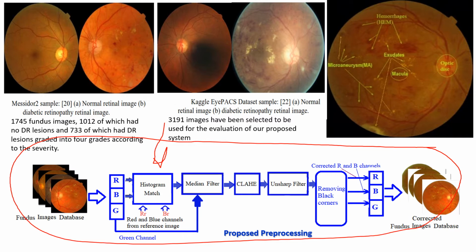Comparing the red and blue channels with the reference image's red and blue, and then applying a median filter on all the images, the corrected red, the corrected blue, and the original green. Applying contrast limited adaptive histogram equalization, and then an unsharp filter as explained before. Then removing all the black corners to be like this on the right of the slide.